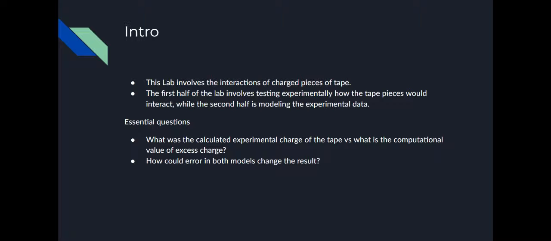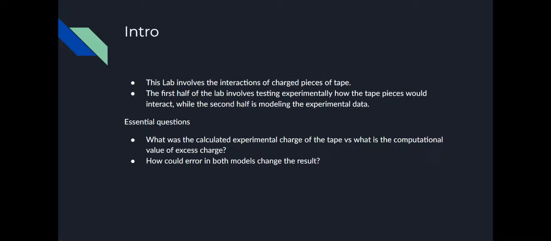The first half of the lab, you're going to do physical experimentation so that you can figure out a general assumption. Using assumptions, you're able to calculate what the expected value of charge in each piece of tape is. And the second half, you're going to be using the data that you've collected from the physical experiment and trying to apply it to a computer model to simulate how these charge tapes could interact.